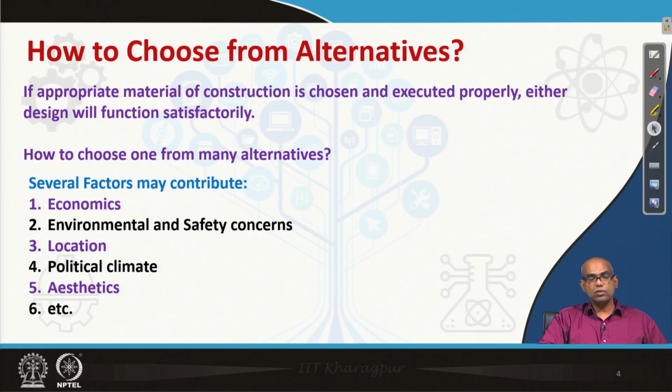So, how will you choose one from several possible alternatives? Obviously, there will never be a single factor which will allow you to make the choice. Several factors will contribute to your choice. Some important factors are economics, environmental and safety concerns, location, political climate, aesthetics, etc.